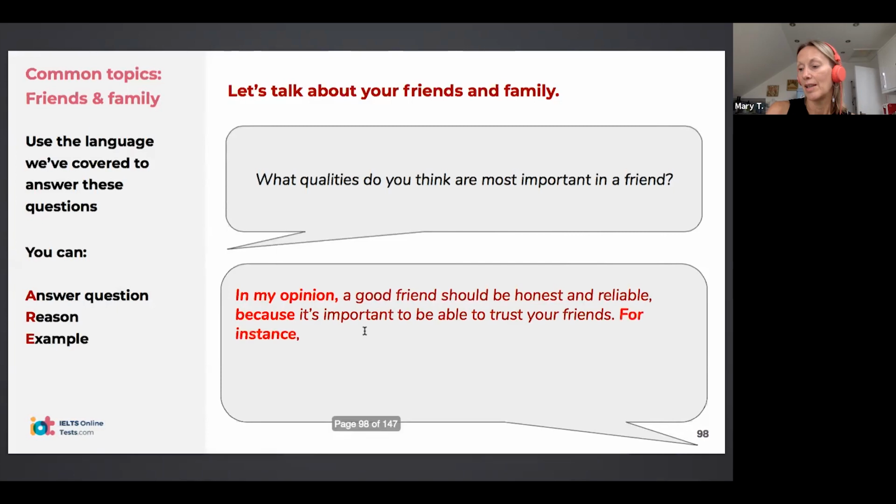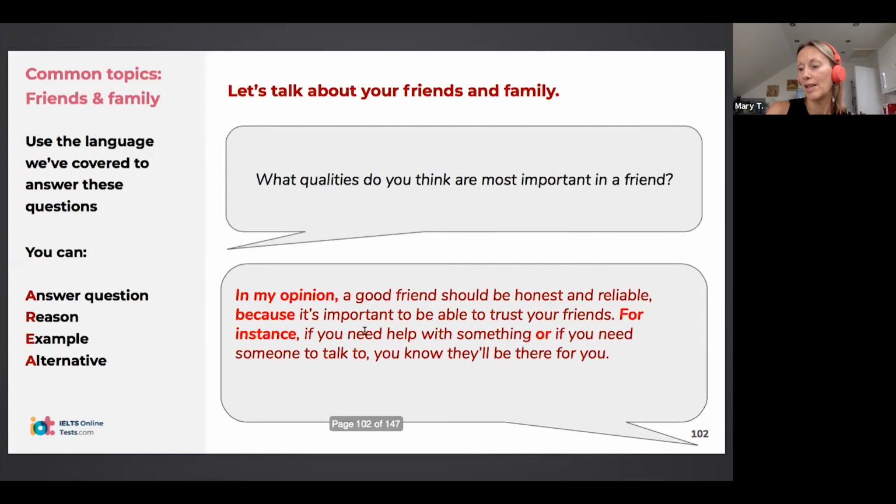And then an example. So we had it for example before. So for instance, if you need help with something, or it's an alternative, if you need someone to talk to, you know they'll be there for you. Okay, and then summarize. For me, those are the qualities I look for in my friends. Okay, so that's a very natural answer.